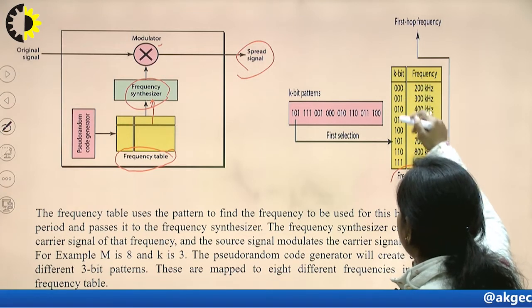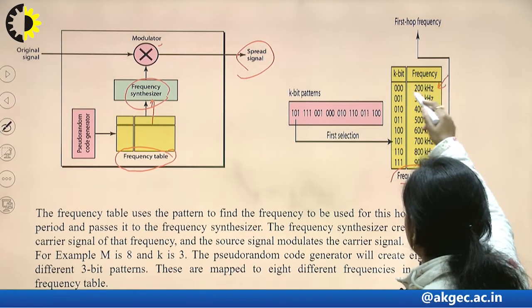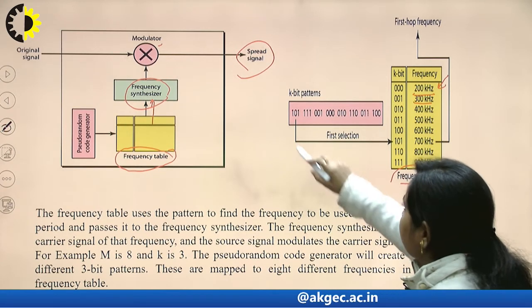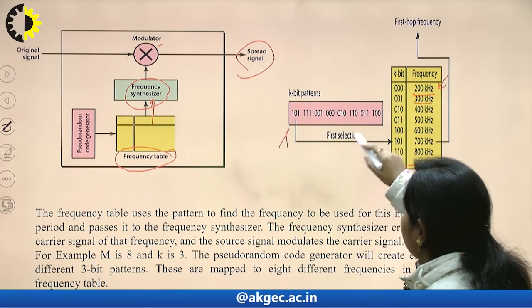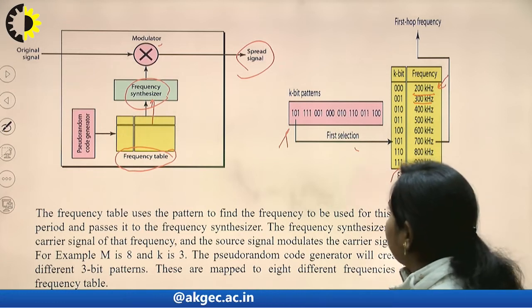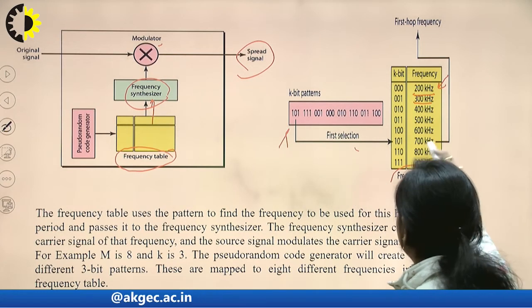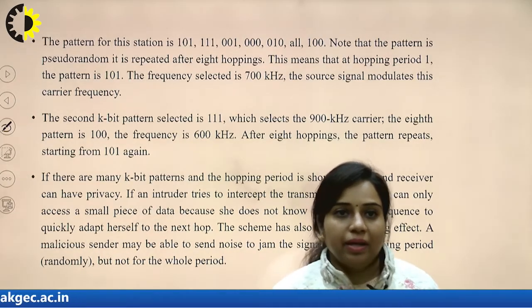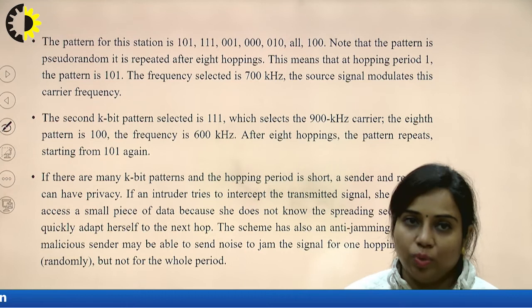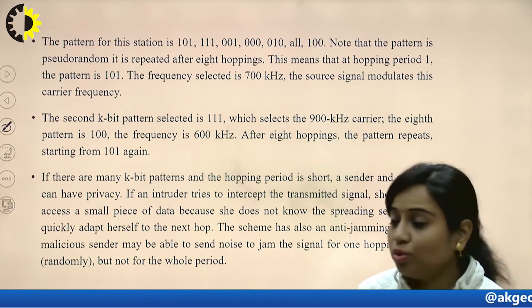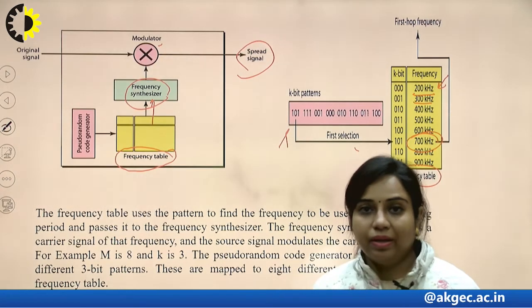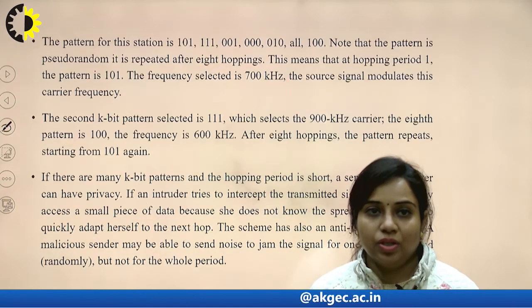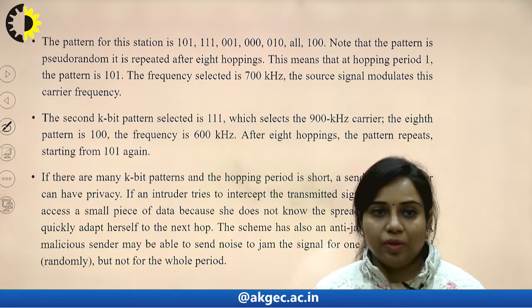It is of k bits of data, and this is the frequency range, from 200 or 300 hertz up to 900 kilohertz. Now this is the k-bit pattern, and the frequency selection will be there. Whatever pattern you select over here, you get the corresponding output. Next, the pattern for this station is 101, then 111. You can see in this table the patterns are written, and you are going to use the corresponding frequency range. So this is the explanation of this diagram.